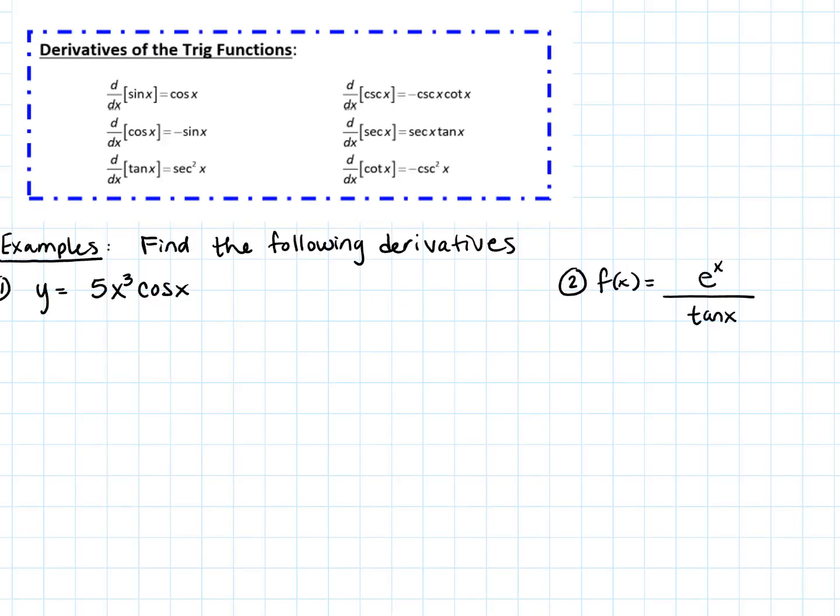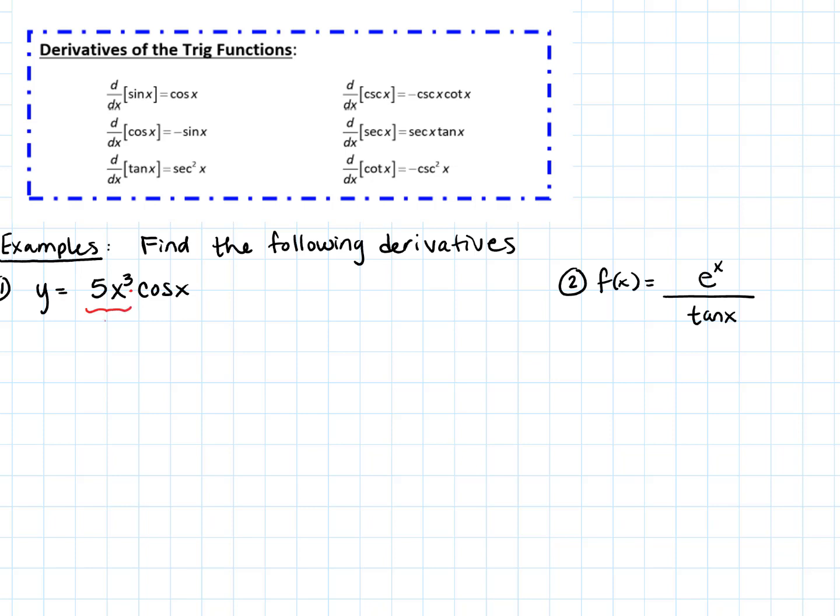All right, so let's take a look. I just copied the derivatives of the 6 trig functions, so we have them for reference here until we have them committed to memory. Let's jump in and start taking derivatives. We need to take the derivative of these 2 functions. One of them is a product rule and one of them is a quotient rule.